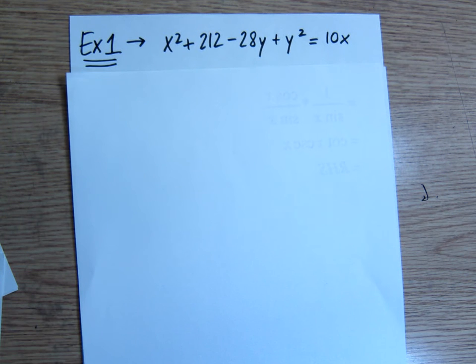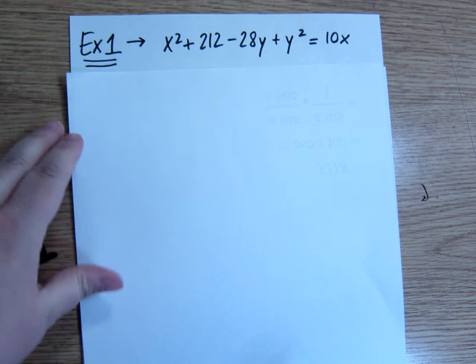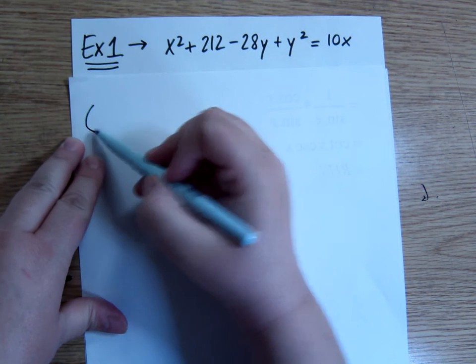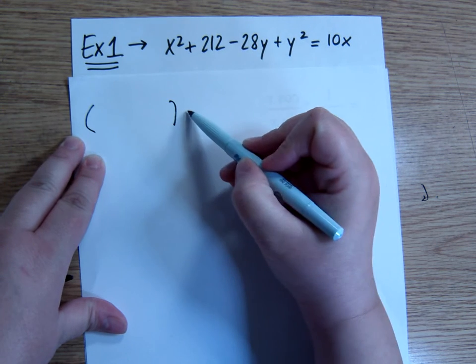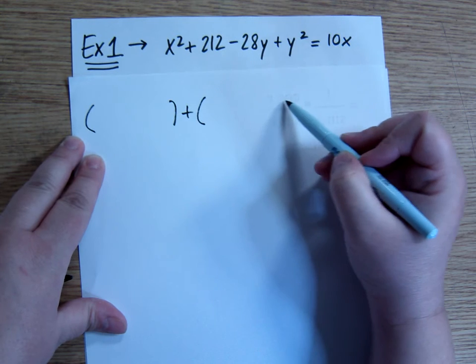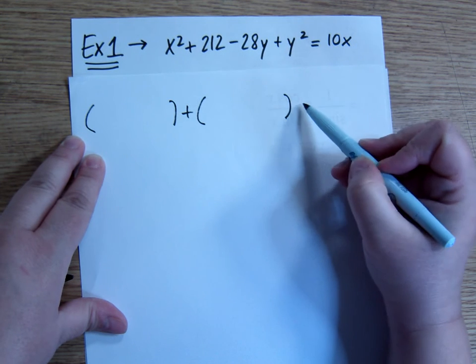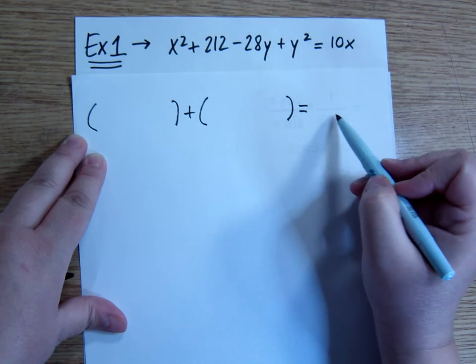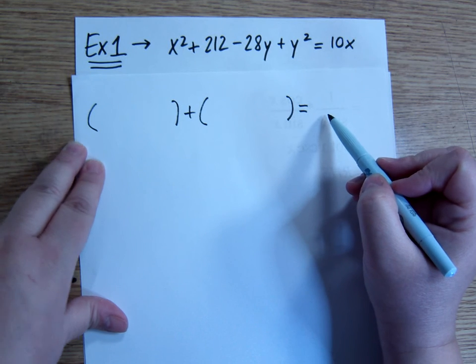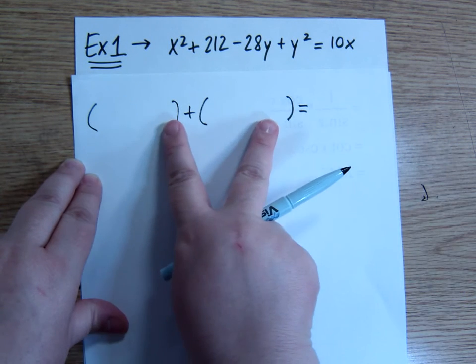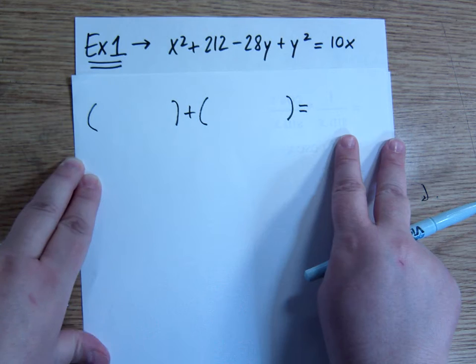Okay, so on this one, again, beginning with the end in mind, I want my x's collected up front, then my y's. Don't forget that there's a plus sign between those. And then numbers on the right. And I'm going to leave spaces over here to complete the square and over here to keep things balanced.